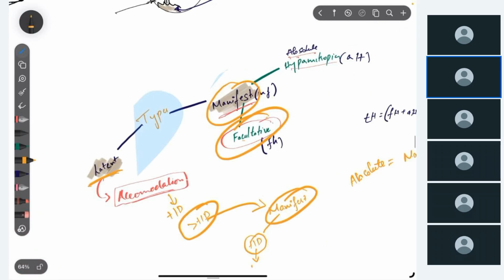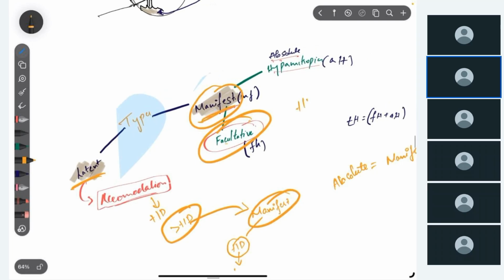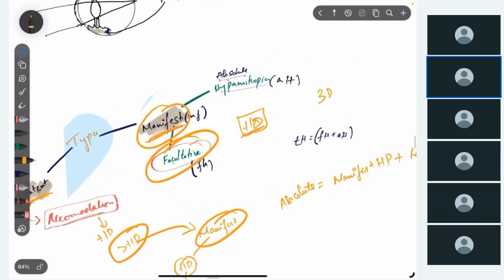In case of manifest, the patient has a problem. This problem has two components. His power is more than 1 diopter. So till 1 diopter, his eye accommodation will take care of 1 diopter power. If it is more than 1 diopter, say it is 3 diopter, now this plus 2 diopter is what is not being taken care of.